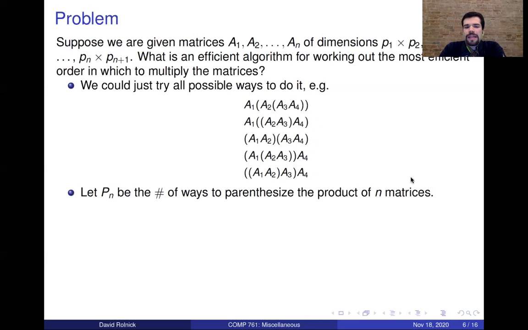So let Pn be the number of ways to parenthesize the product of n matrices. What's Pn? Like, how big is Pn? Can we just try all the possible ways? I mean, this is just 5 ways. Doesn't seem too bad.